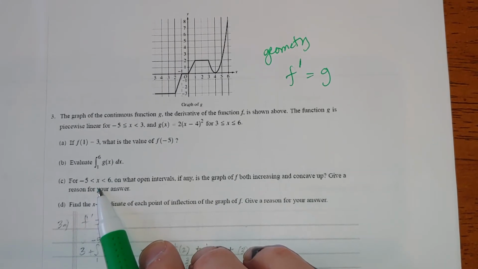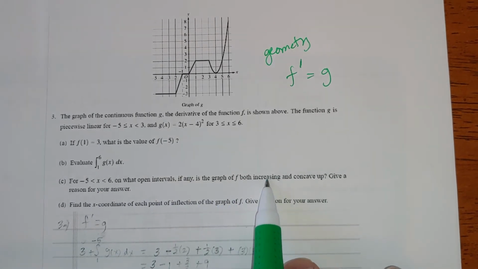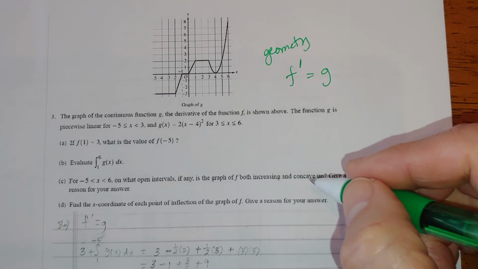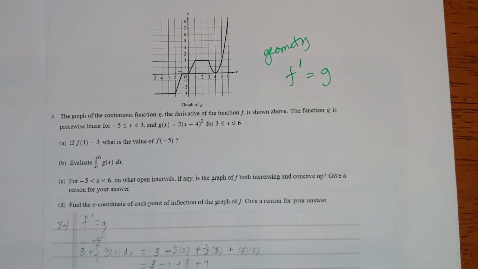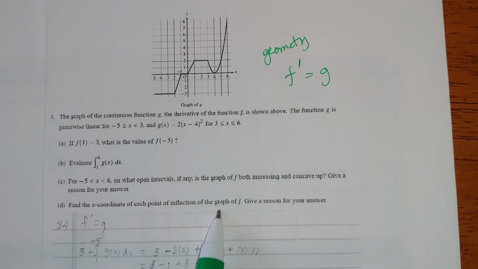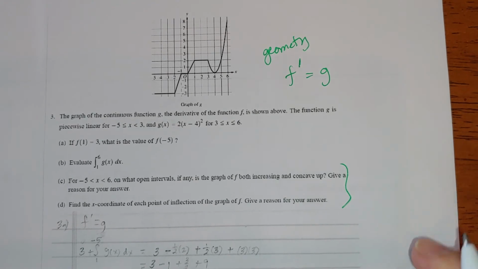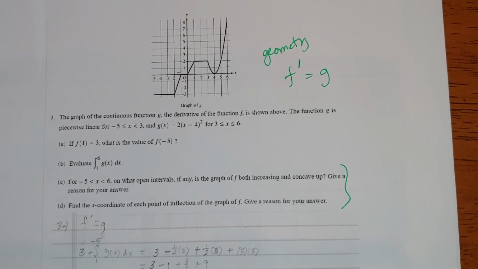For the interval from -5 to 6, on what open intervals, if any, is f both increasing and concave up? That's the all about me sheet. Definitely spend a lot of time making sure you know the information on the all about me sheet. And then D, find the x-coordinate of each point of inflection on the graph. All about me sheet. So notice we've got two things that are coming directly from the all about me sheet.